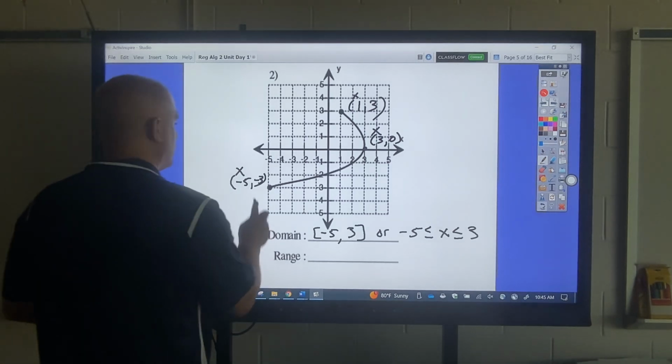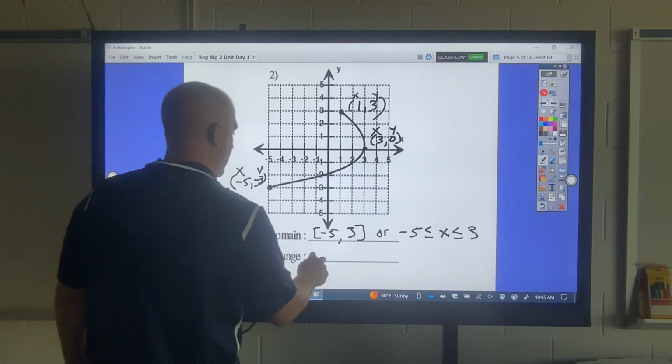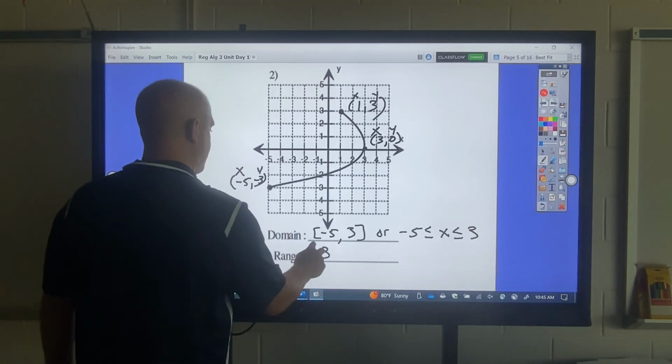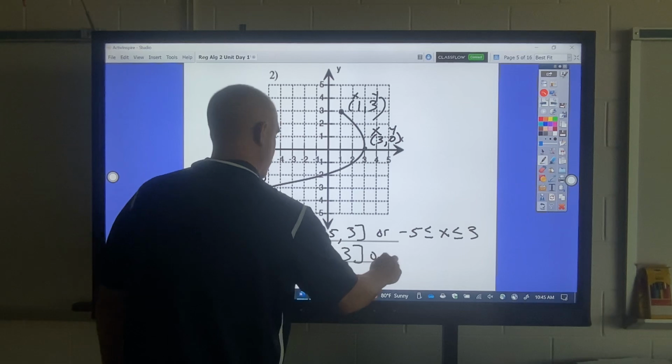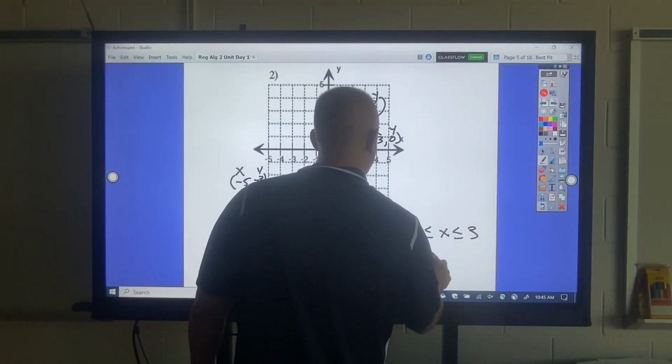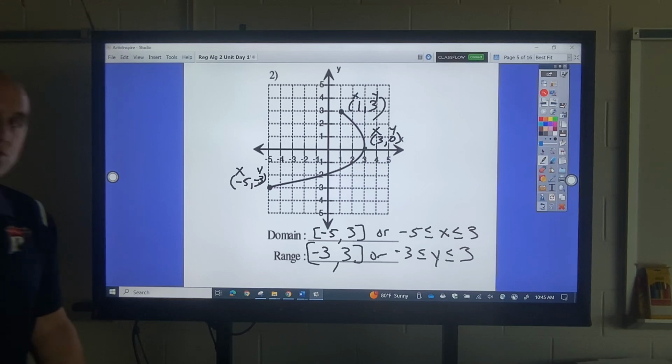Okay? Range. Here are my y values. My smallest y value is negative 3. Since it's at a filled-in dot, it's that. My biggest y value is 3. Or you can write it as negative 3 less than or equal to y, less than or equal to 3. Okay? Let's do one more together.